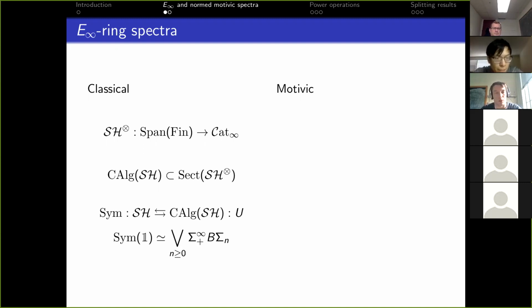And so what this means is that you can just forget from C-algebra of SH down to SH by just sending this section to its value at the final finite set. And that's going to give you a functor, which I denote U. And I think this is sort of the underlying object, this makes some sense because it's clearly a conservative functor. And one can also show that it preserves limits and shifted colimits.